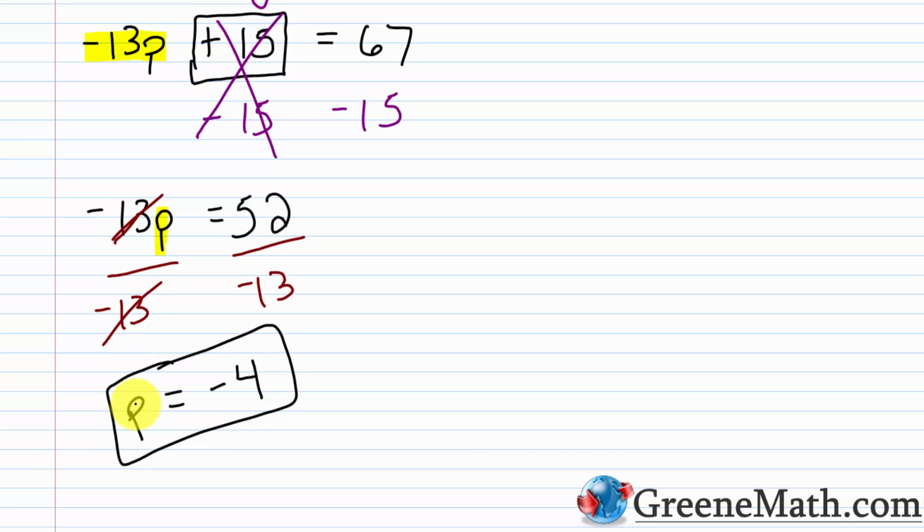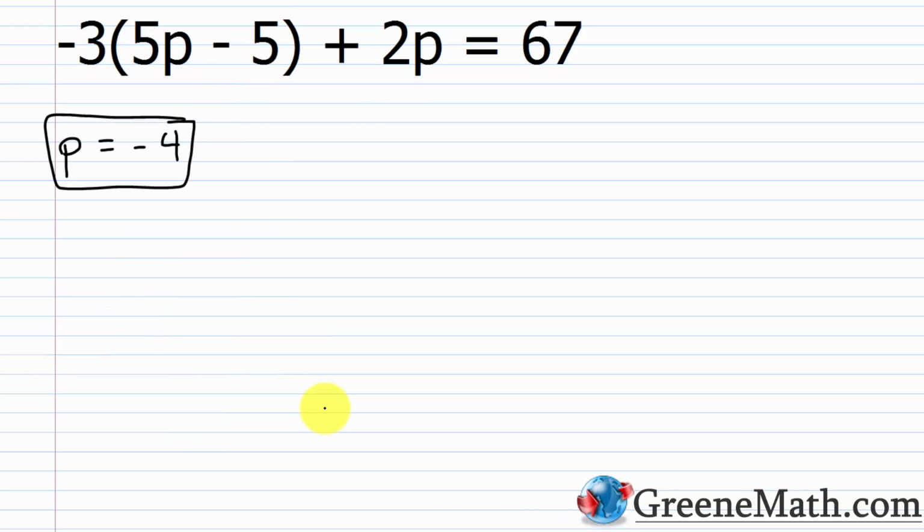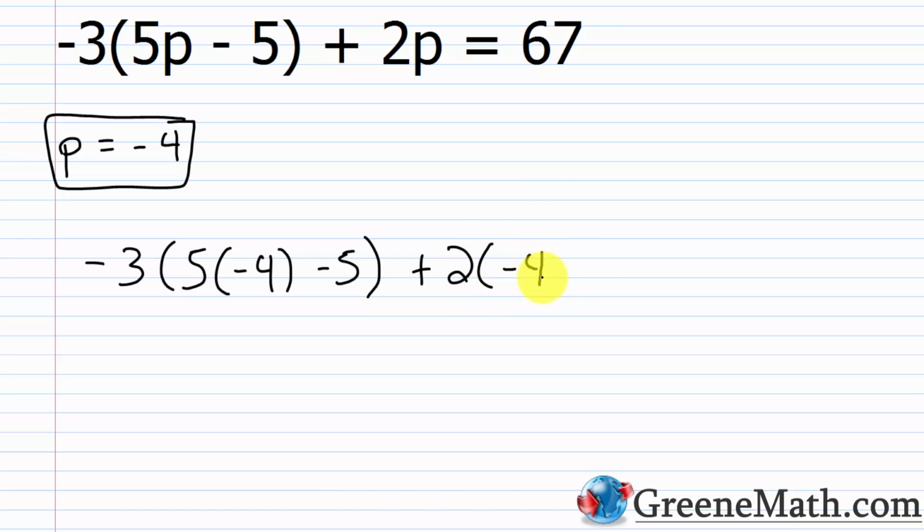All right, let me erase everything, and then we're going to go back and check. All right, so let's see if we got the right answer. We're going to have negative 3 times, inside the parentheses, we have 5, plug in a negative 4 for p, so times negative 4, minus 5, close the parentheses, plus 2 times negative 4 equals 67. So we're going to start out inside the parentheses here. We always multiply first. 5 times negative 4 is negative 20. Negative 20 minus 5 is negative 25.